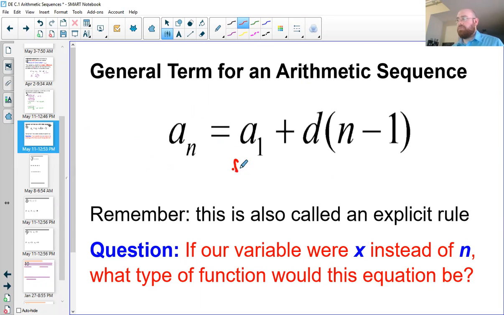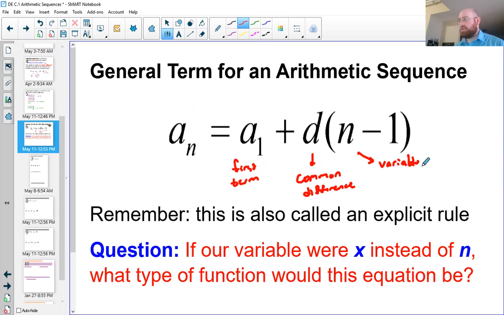So a1 is our first term. d is our common difference. And n is our variable.